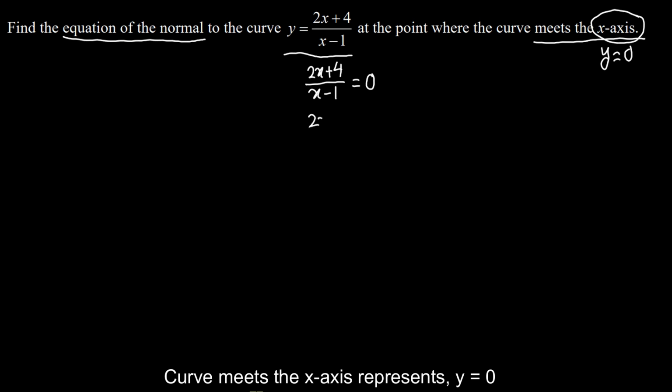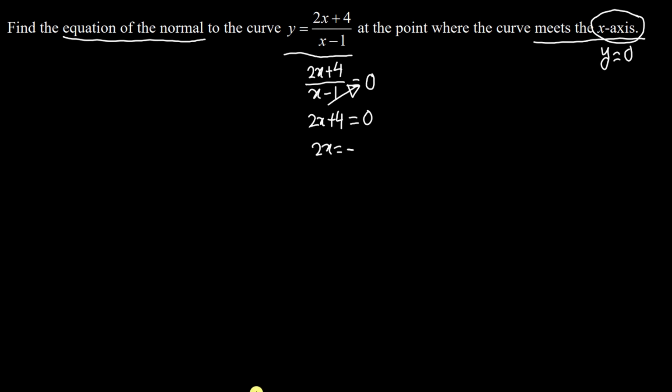So if we cross multiply, it turns to 2x plus 4 equals 0, because x minus 1 we needed to multiply on the right side, it becomes 0. So 2x equals minus 4. From there you can write x equals minus 2. So our coordinate has x value minus 2 and y value 0, because we need the coordinate to form our equation of the normal.